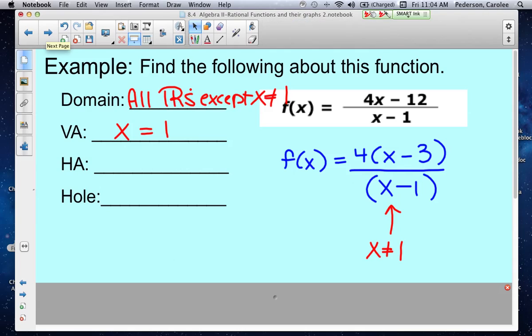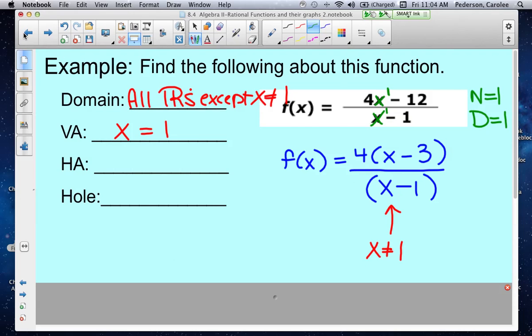Now remember, the horizontal asymptote focuses on the degree of the numerator and the degree of the denominator. So let's just go back to the original function. I look at this, x to the 1, and this is x to the 1. So my degree of my numerator equals 1. My degree of my denominator equals 1.